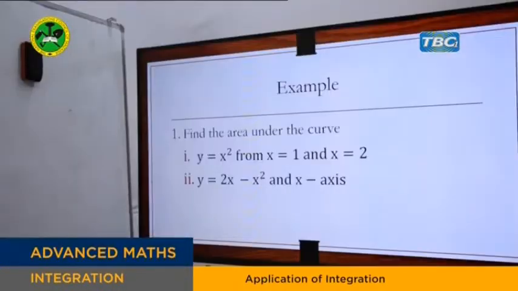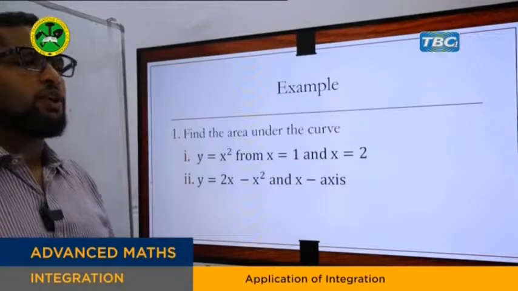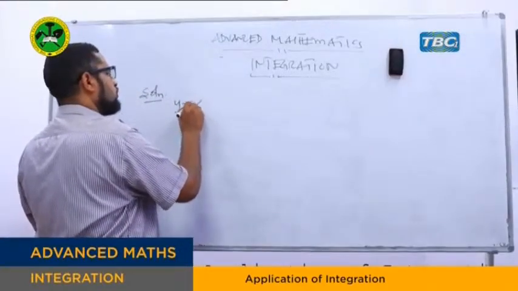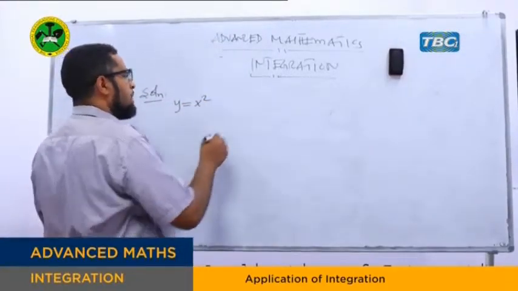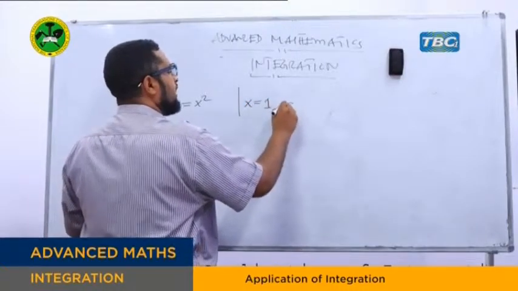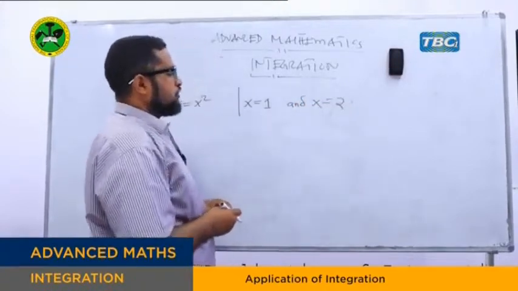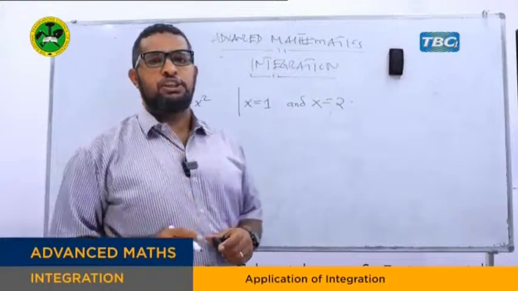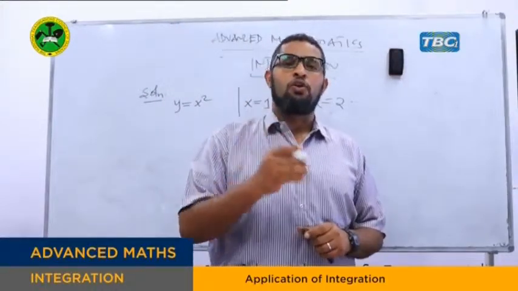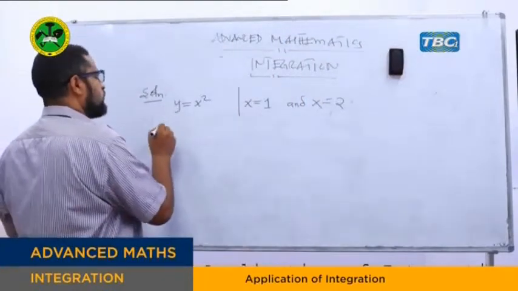Find the area under the curve y equal to x square from x equal to 1 and x equal to 2. We are given a curve y equal to x square, but this one is from x equal to 1 and x equal to 2. So if you go direct without sketching, my dear student, you might get confusion or you can get a wrong answer to your question. So as I said, you need to sketch.